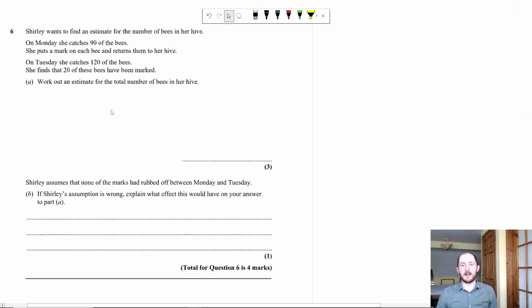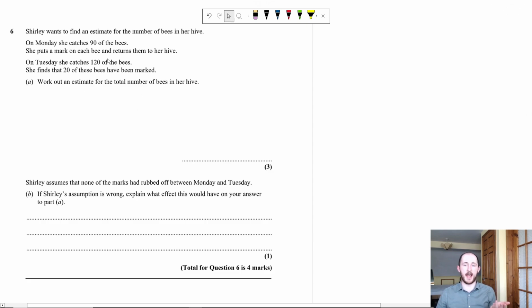And in this question, we have a capture-recapture question. So these actually don't come up that often, but in my opinion, they're very nice. Well, 4 markers in total. So hopefully we get one this year. So Shirley wants to find an estimate for the number of bees in her hive. On Monday, she captures 90 of the bees, and she puts a mark on each bee and returns it to her hive. On Tuesday, she catches 120 of the bees, and she finds that 20 of the bees have been marked. Work out an estimate for the total number of bees.